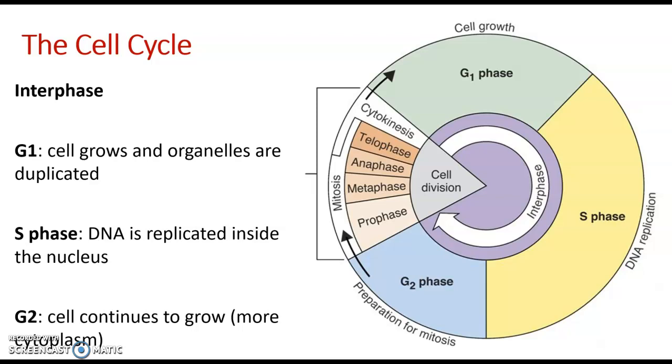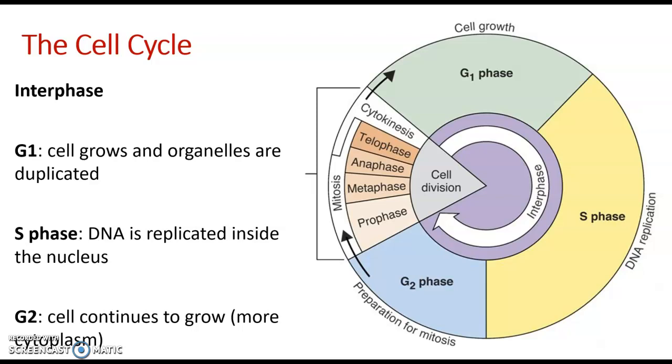Interphase can be broken down into 3 subphases, preparing the cell for when it undergoes mitosis. We first have the G1 phase, and during G1, the cell physically grows larger, so you get more cytoplasm, and all of the organelles that we talked about, the endoplasmic reticulum, the Golgi body, all of those are duplicated. During the S phase of interphase, DNA is replicated inside the nucleus.